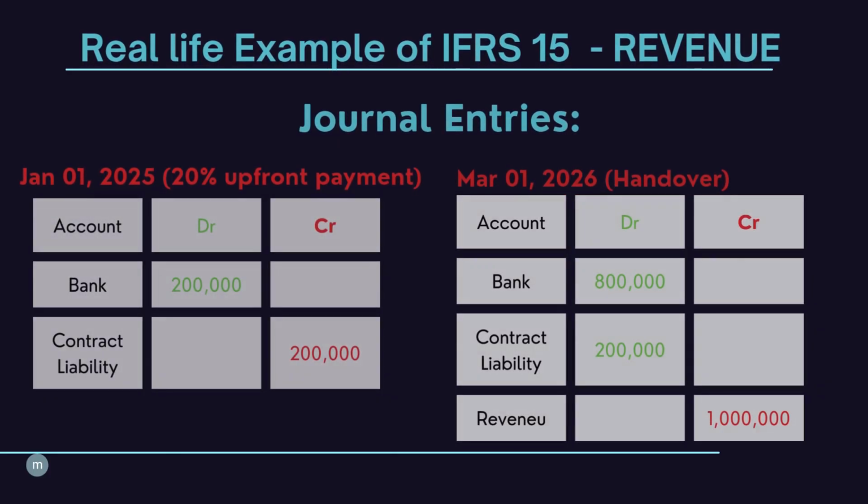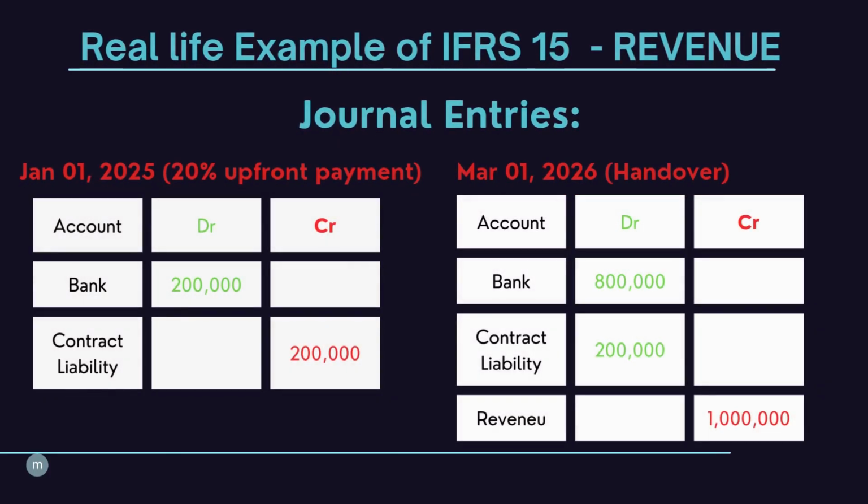In January 2025, as MR received 20% upfront payment, that is $200,000, MR will record it as bank debit, contract liability credit. It's a liability, not a revenue, because the control has not been passed to the customer. In March 2026, at handover, the control has been passed to the customer, the keys are with the customer. So now what will MR record?